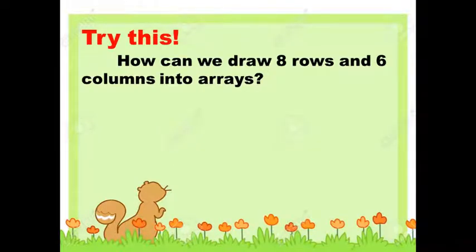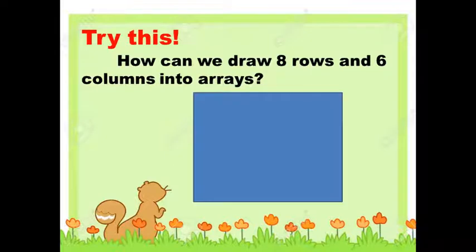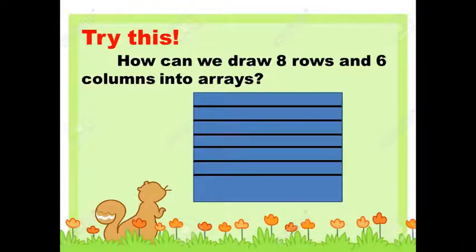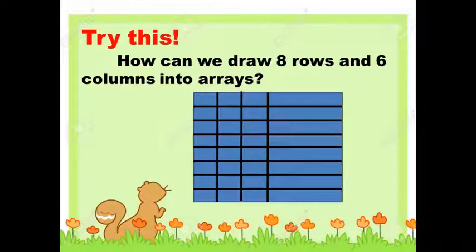Let's try the following. How can we draw 8 rows and 6 columns into arrays? We all know that arrays are composed of square tiles. So we will create first a rectangular shape. We'll start with the rows. We need to cut it into 8 rows: 1, 2, 3, 4, 5, 6, 7, 8. So we have now 8 rows. Then we need to cut the 8 rows into 6 columns: 1, 2, 3, 4, 5, and 6.